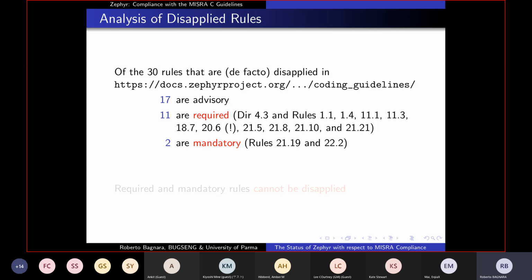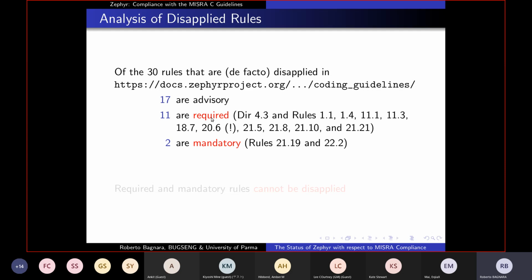So I think that if MISRA compliance is one of the objectives of the Zephyr project, this selection of coding guidelines has to be reconsidered, especially because there are even 2 guidelines that are mandatory in the set of rules that are disapplied. I think that in some cases this is an oversight. So, for example, Rule 20.6 is a rule that has to do with using the preprocessor in a way that is, I think, completely useless and is undefined behavior. So I think that this was excluded by mistake.